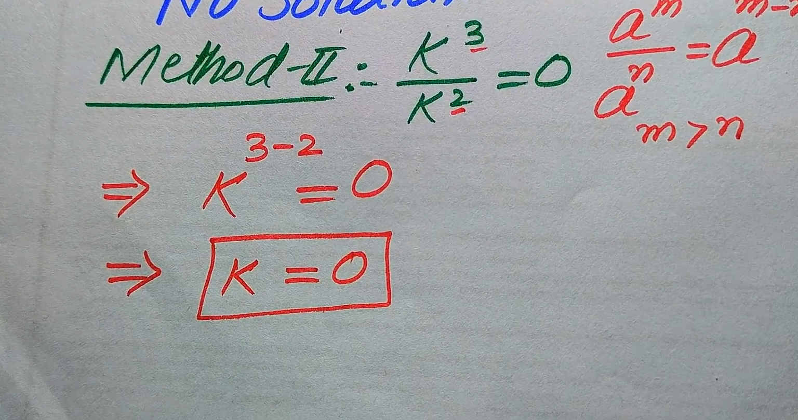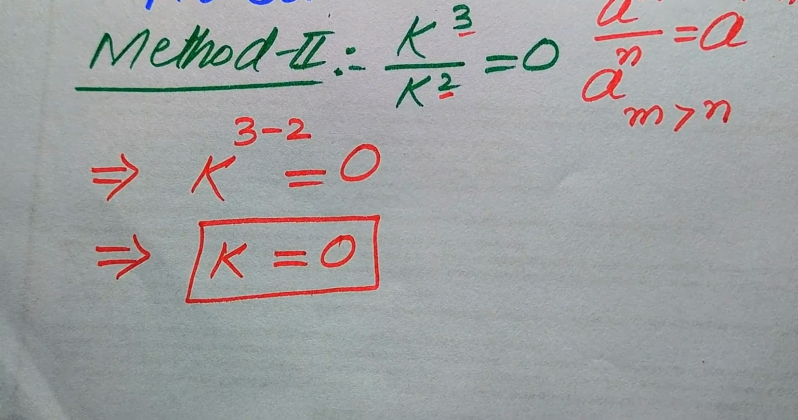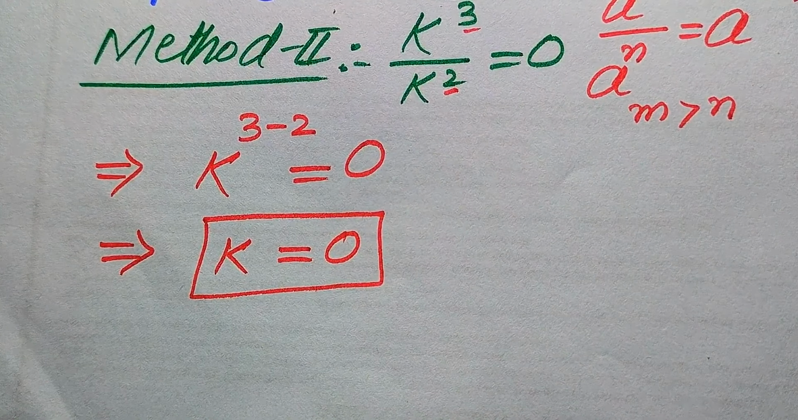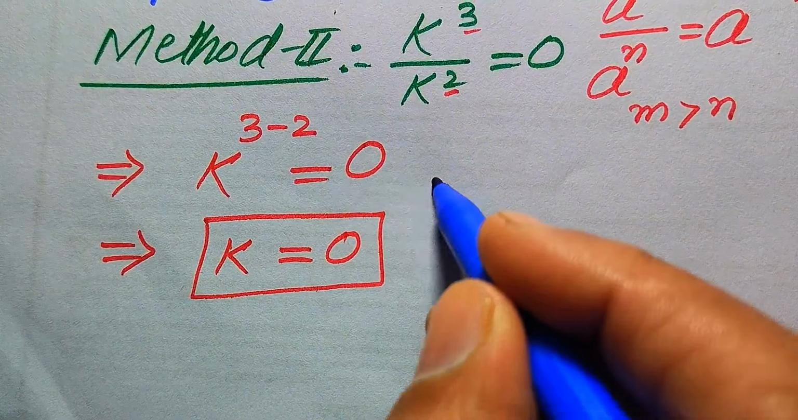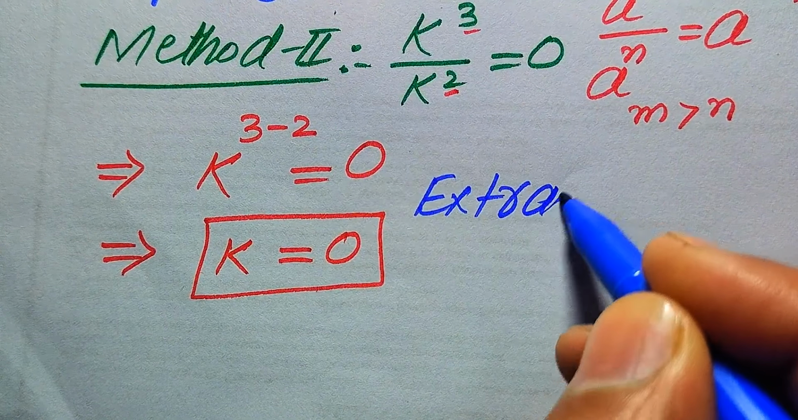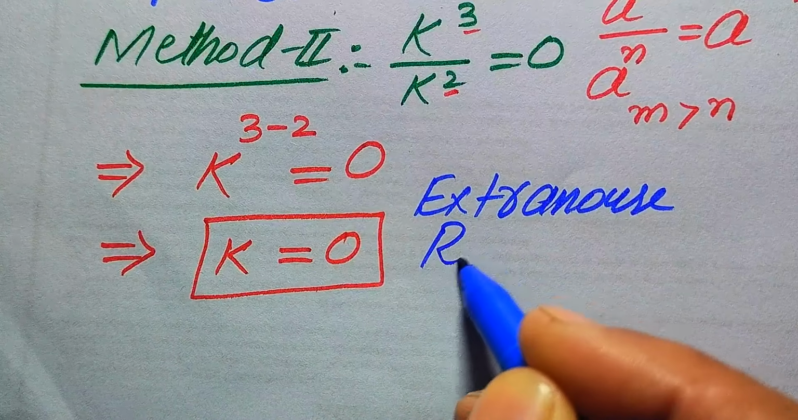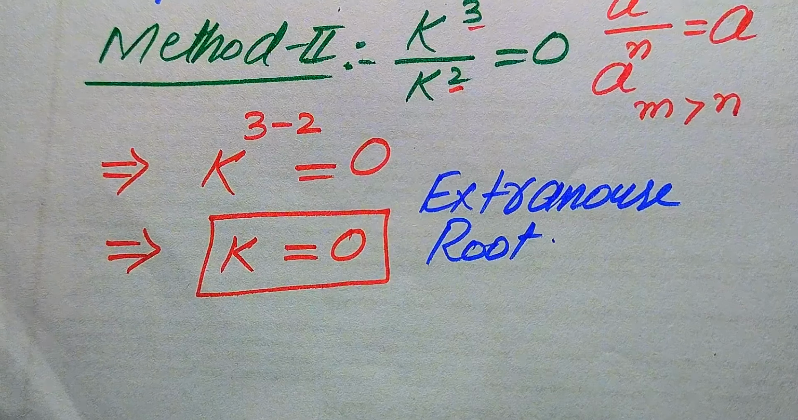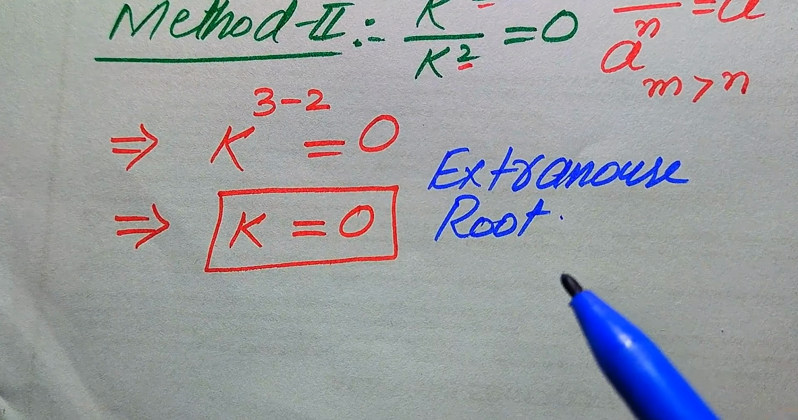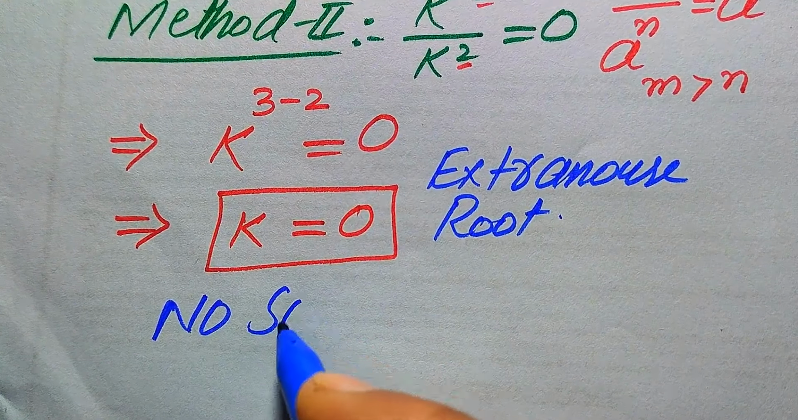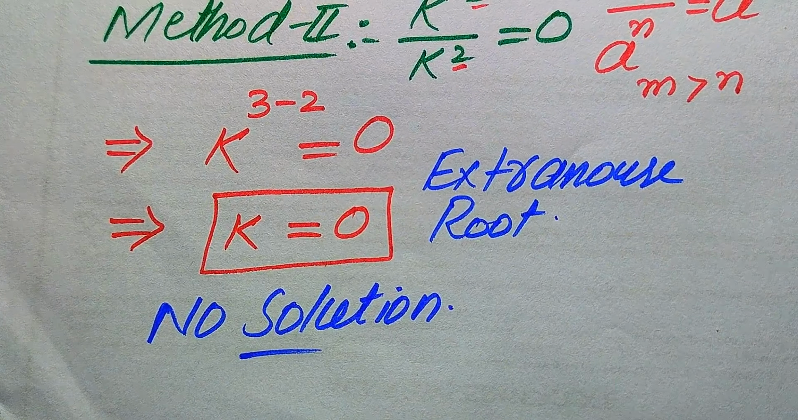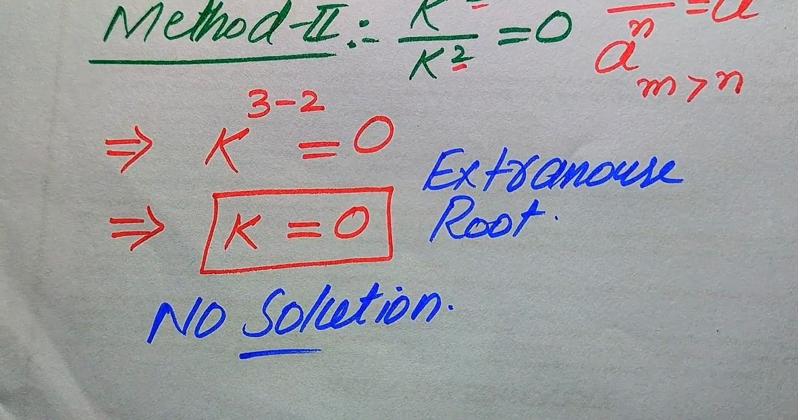As in the first method, we again get the value k equals 0, and we already verified that k equals 0 does not satisfy our given question statement. So if k does not satisfy it, we call it the extraneous root of the given equation. If this is the extraneous root, it means that we cannot get any other value of k which satisfies our given question statement. So finally we conclude that the solution set of this problem is empty: this question has no solution. This is our final answer or final conclusion of this problem.